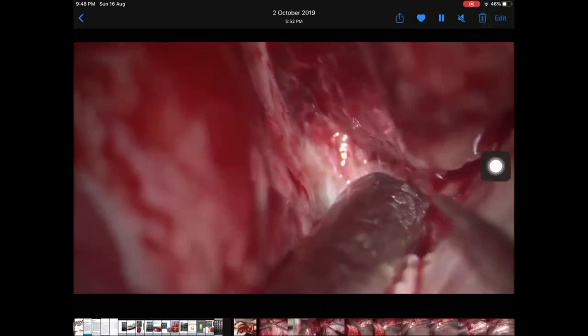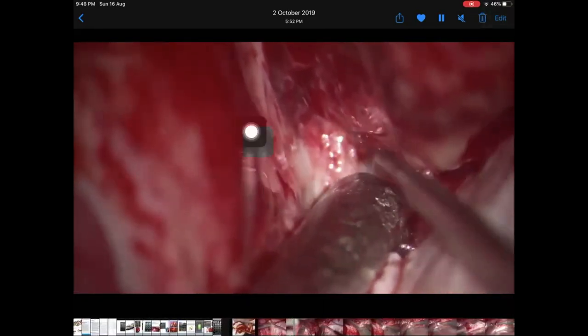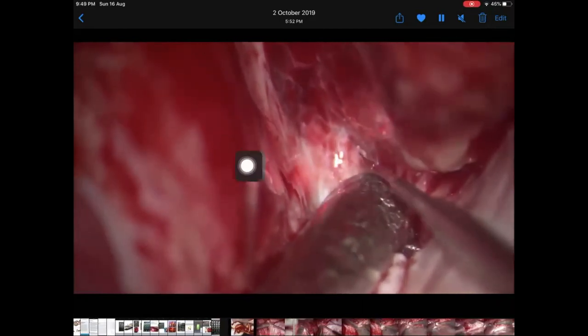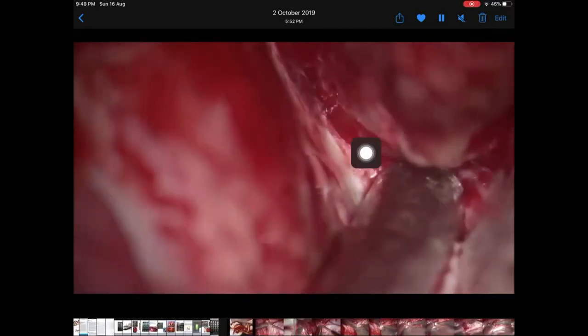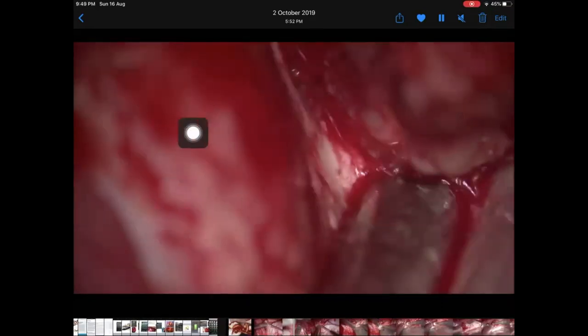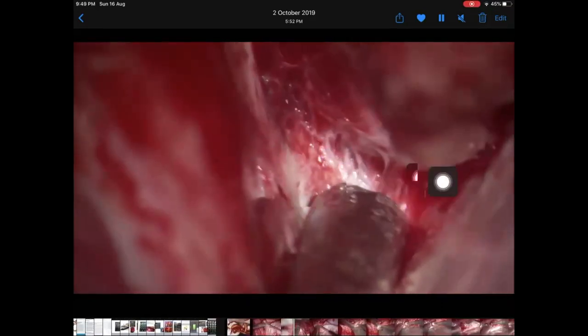This is a frontal lobe. This is a temporal lobe. Frontal lobe here, temporal lobe here. When you are doing this dissection, what you're doing is you are opening up between the frontal and the temporal.